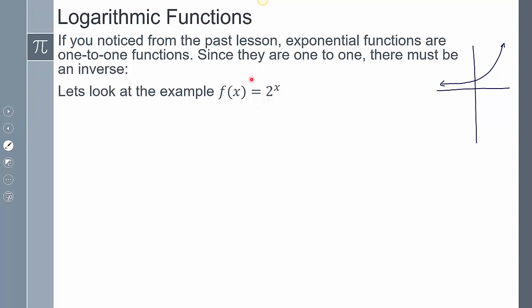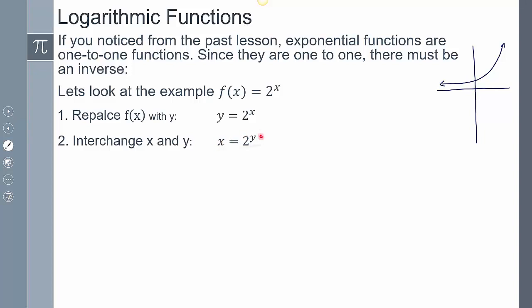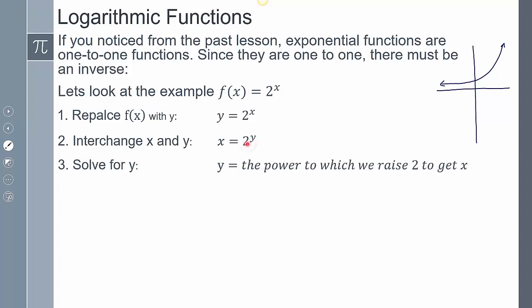So let's look at one of those functions, f of x equals 2 to the x power. If I replace my f of x with y, I get y equals 2 to the x. Then I swap my x and y. All I'm doing is trying to find the inverse. Now this is where we get the interesting statement. If I were to get y by itself, y is the power to which I raise 2 to get x. That's what my y is.